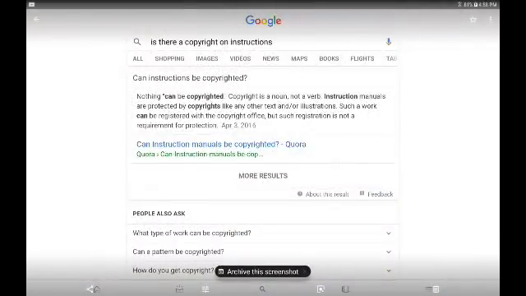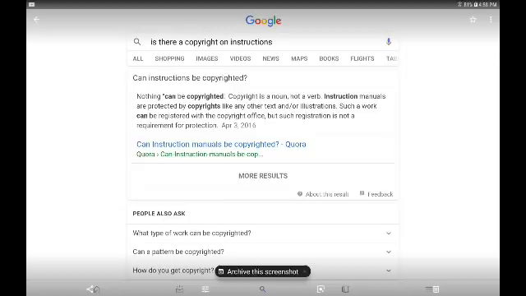This illustration will be put up at every video that I do, so that they will know that I know my copyright law. Quilt patterns or garment patterns cannot be copyrighted. Can instructions be copyrighted? Nothing can be copyrighted. Copyright is a noun, not a verb. Instruction manuals are protected by copyrights like any other text or illustration. Such a work can be registered with the Copyright Office, but such registration is not a requirement for protection.